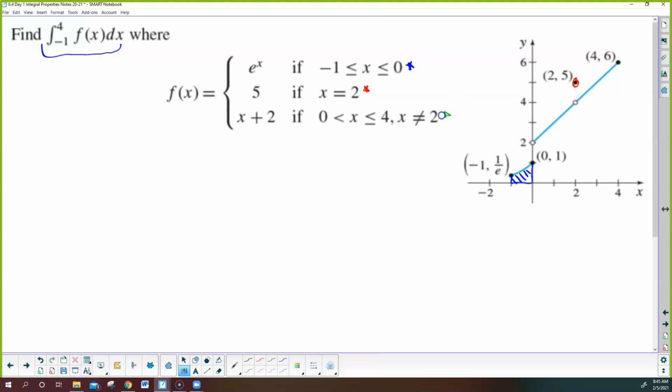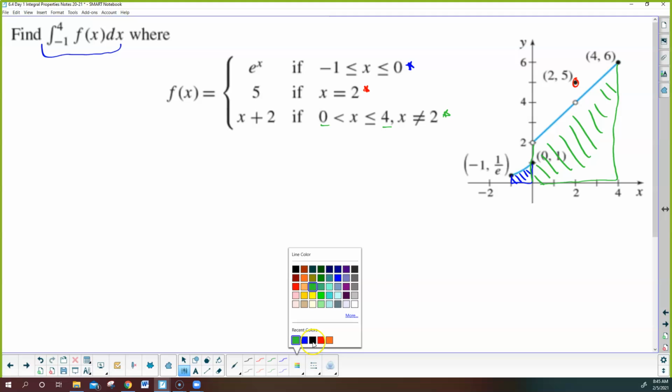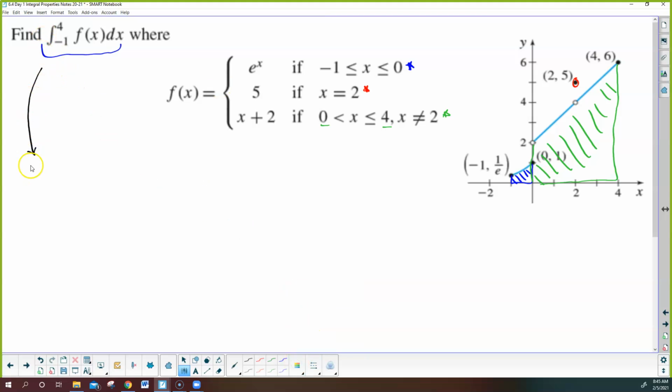And then everything else from 0 to 4 is going to be represented as the area underneath this curve. Now notice, that 2 doesn't really affect this area at all. So what we can do is this. Let's rethink how we want to do this integral.